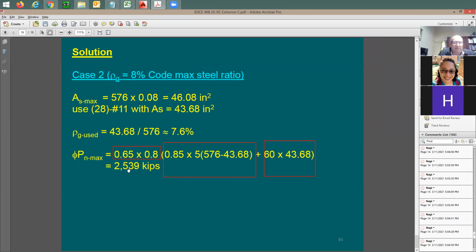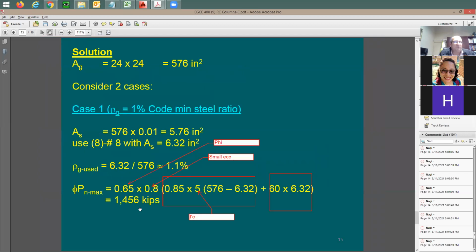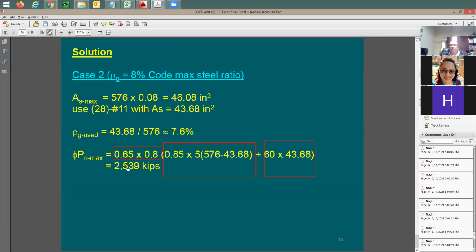It's gonna be roughly 2540 kips. And if you'd like to go here with the minimum steel, you're gonna go here to 1456, or let's say 1460 kips. So now you know the range. You know that this column is valid between 1460 to 2540 kips.